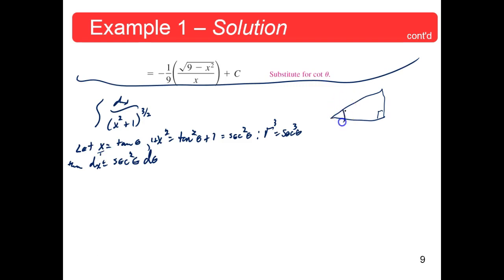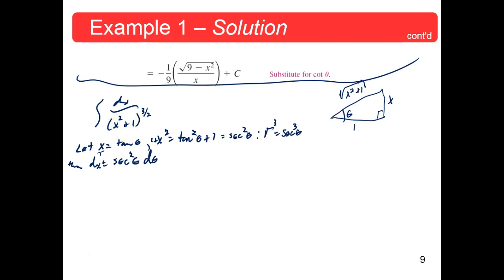So, put your angle theta in here, and what in the world is tangent theta here? What is tangent? Opposite, which would be your x, over adjacent, which is 1. And what does that make your hypotenuse? Pythagorean theorem. X squared plus 1, which is your radical here.